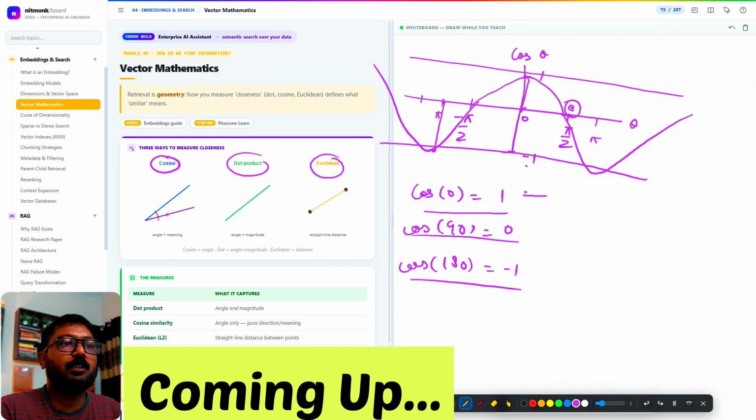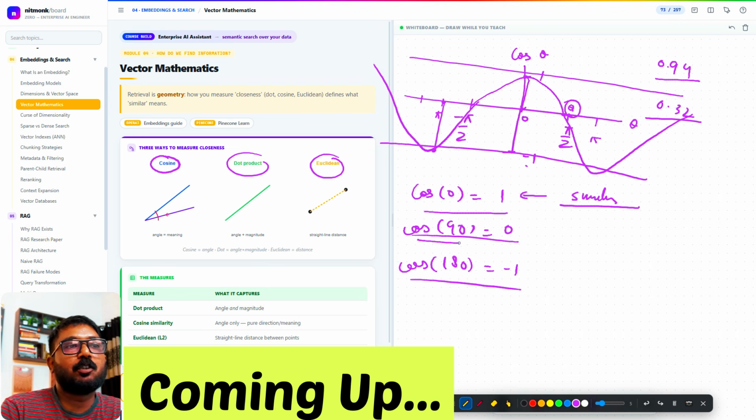Once the value is closer to 1, it means they are similar. That's why everywhere, when the dot product is around 0.9 or 0.94, they select it as similar. If it is 0.2 or so, they don't see it as similar because it comes closer to 90 degree.